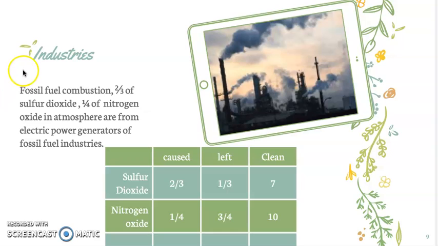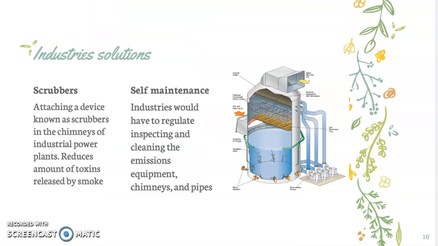And for industries, with fossil fuel combustion, two thirds of the bad air is sulfur dioxide, and industries cause this. And one quarter of the nitrogen oxide in the atmosphere comes from industries. That's a lot. So the solution would be to add scrubbers. Attaching a device known as a scrubber in the chimneys of industrial power plants reduces the amount of toxins released by smoke.